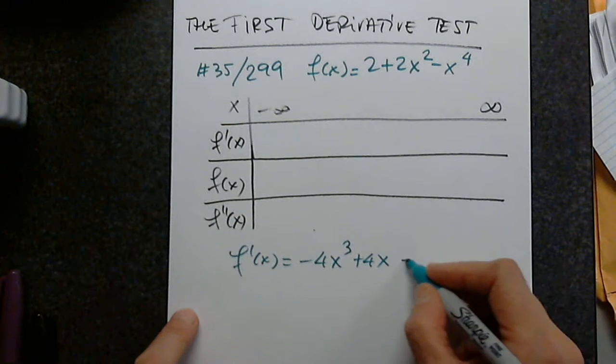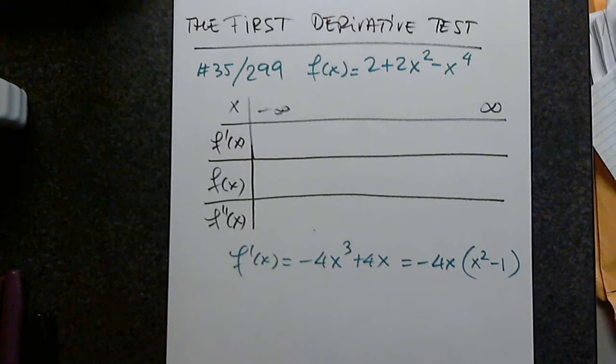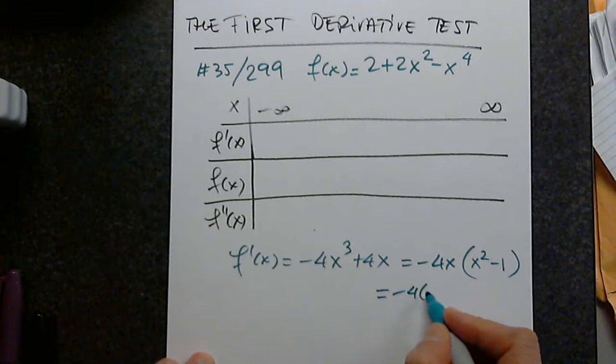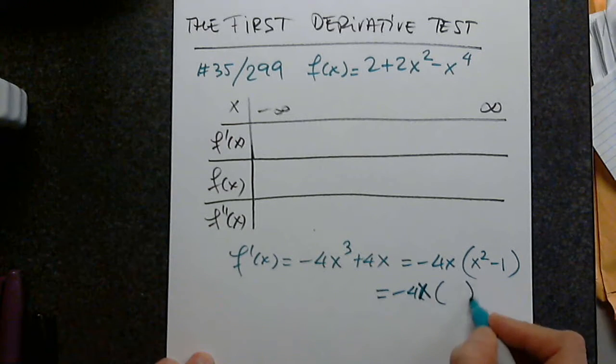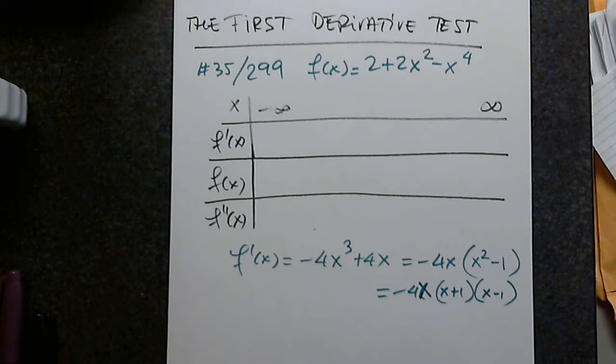I will definitely factor out negative 4x, and I have x squared minus 1. I will continue factoring. How do I factor now? x minus 1, x plus 1. Good.